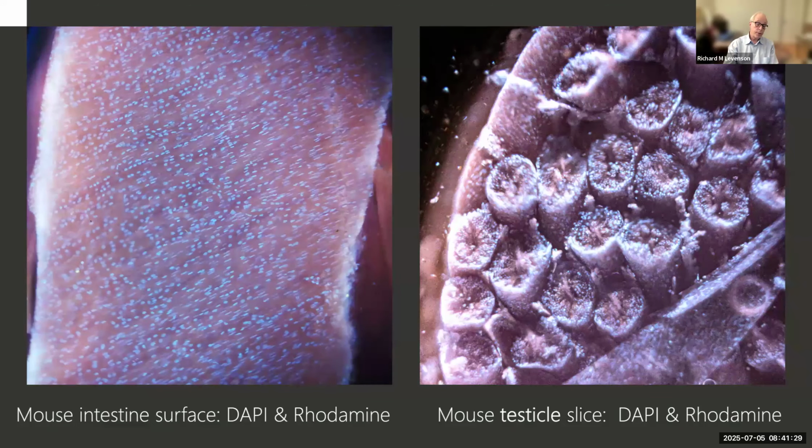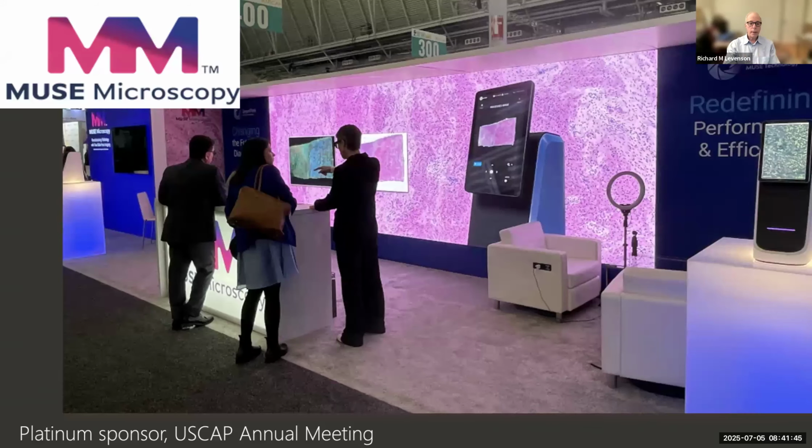And you can look at surfaces of things. That's the outside of the intestine. And then on the right is a sort of semi-3D understanding of what the inside of a testis looks like. Again, just with that handheld little microscope.